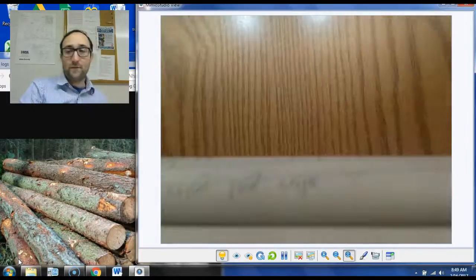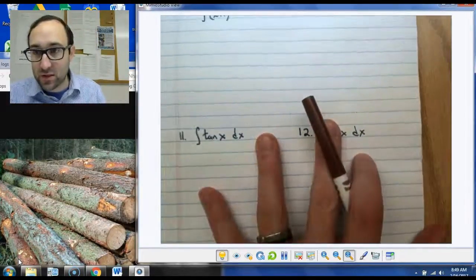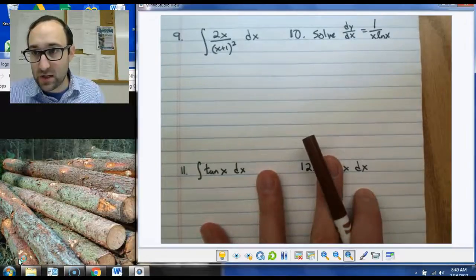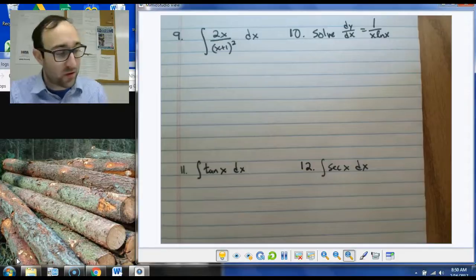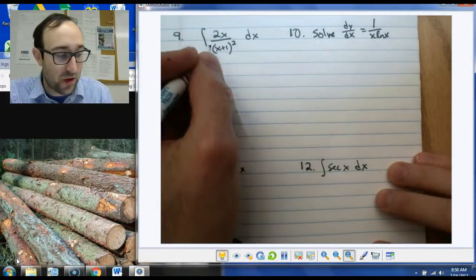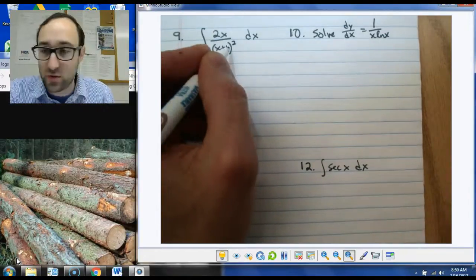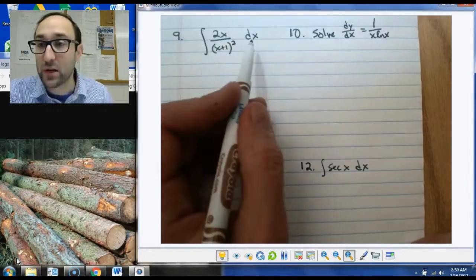Alright, very good. So now let's do a couple more here. Let's look at 9, 10, 11, 12, and get through these as quickly as possible. Let's do some more u substitution for this one. We've got the integral of 2x over (x plus 1) squared dx.